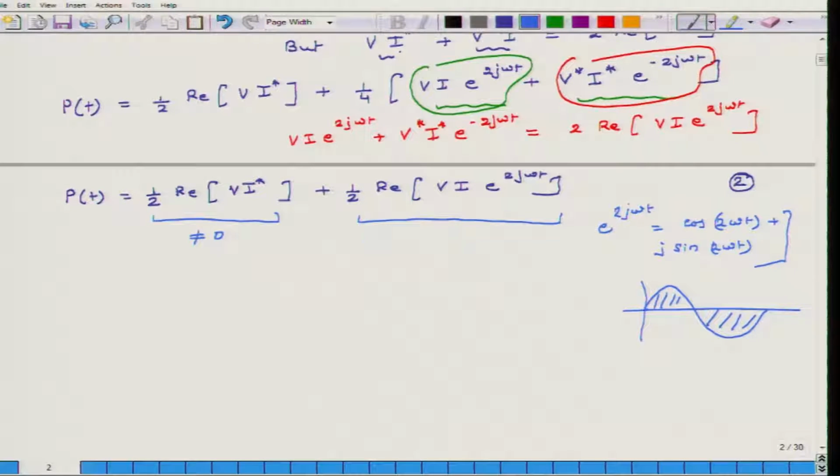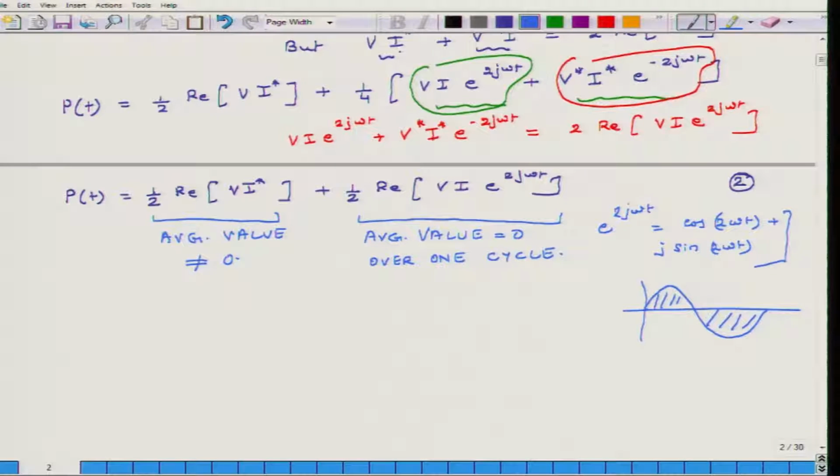So, we can write it: average value equals 0 over one cycle. However, in the first case, the average value is not equal to 0 over one cycle. Okay. So, this is our expression for power.